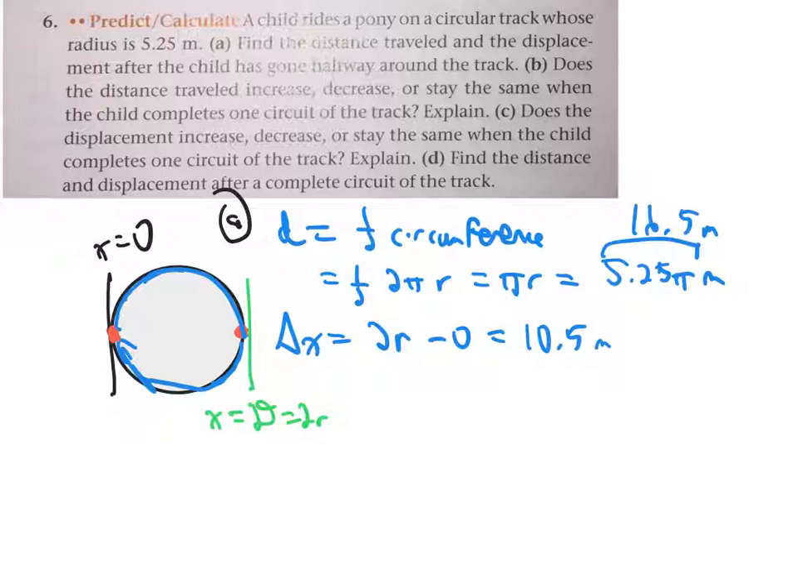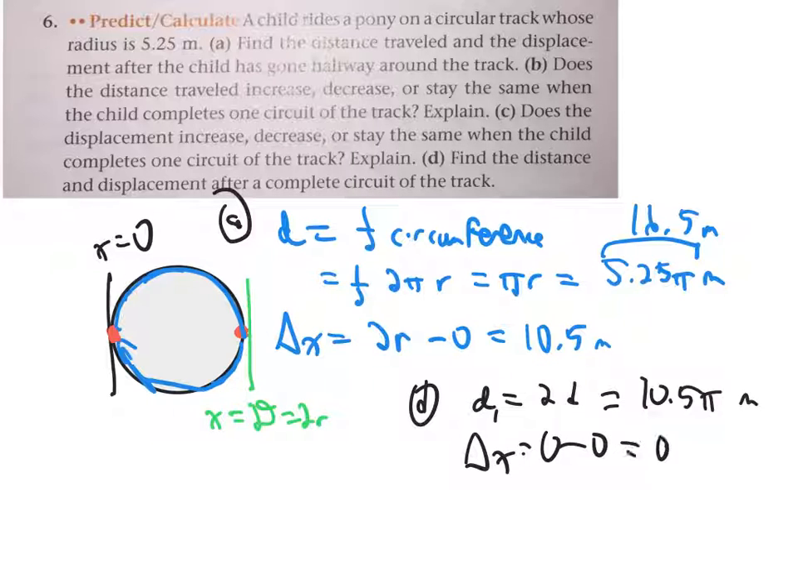And accidentally, we've sort of answered D along the way, where we get now the new distance after one circuit is twice the distance for halfway, or 10.5 pi meters, and delta x is 0 minus 0, or 0 meters. Key difference between displacement and distance.